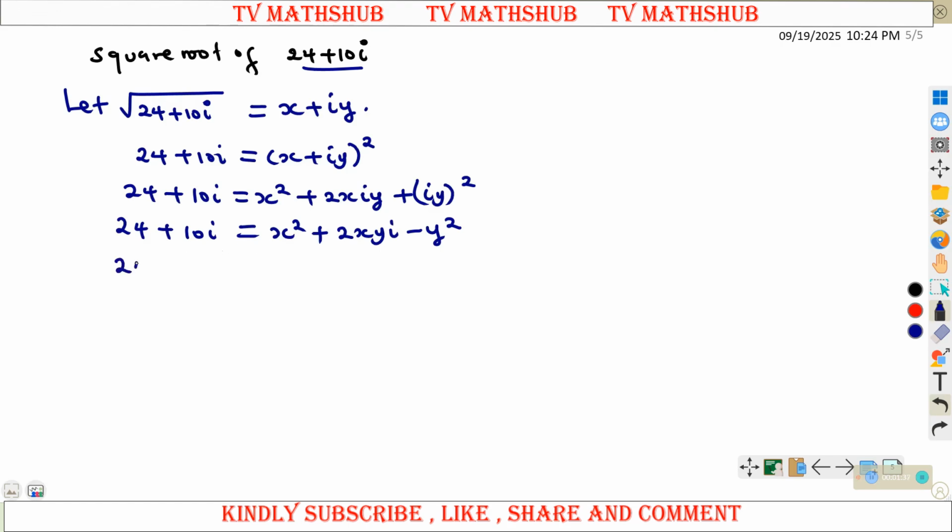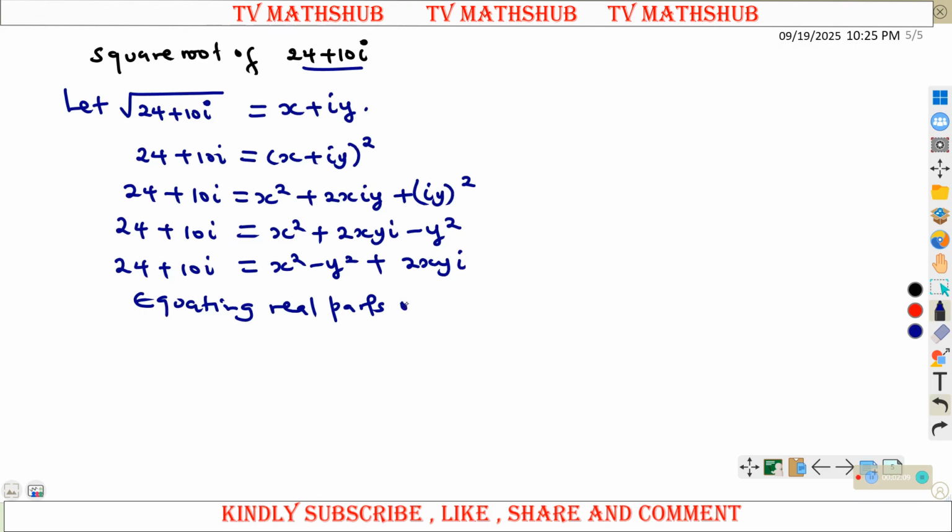From here we can easily rearrange this to have the real part alone and the imaginary part alone. After rearranging, we shall equate the real parts and the imaginary parts on both sides. So the real part on this side must be equal to the real part on the other side. Equating the real parts on both sides, it will give us 24, which is equal to x squared minus y squared. And this will be equation 1.